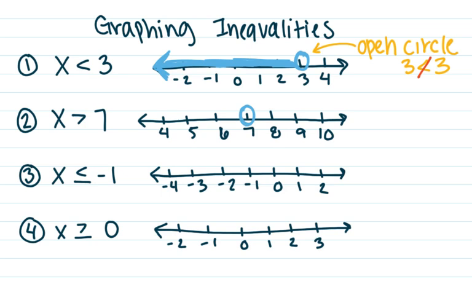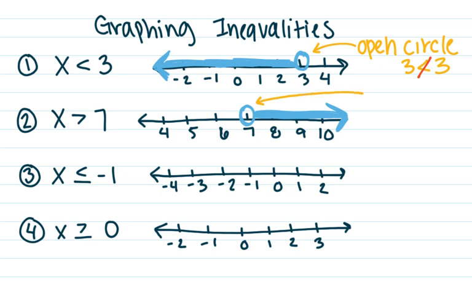So is 6 greater than 7? No. Is 5 greater than 7? No. So I'm not shading the numbers to the left of 7 because those are actually all going to be less, and those numbers don't make my inequality true. However, all of the numbers to the right here, so 8, 9, 10, they're all greater than 7. And so I'm going to shade, and again, I'm going to put an arrow on the end because if my number line kept going on, so would my shading.